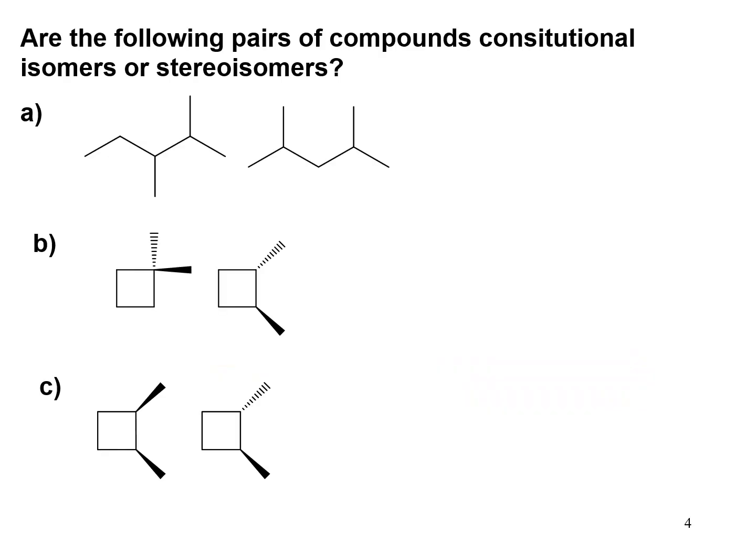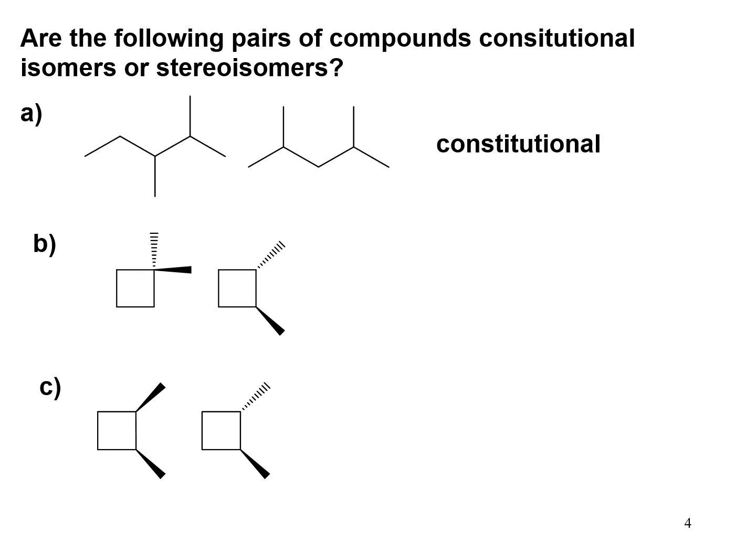Have a look at this example: are the following pairs of compounds constitutional isomers or stereoisomers? The question is to identify whether the given compounds A, B, and C are structural or constitutional isomers. In case of A, the compounds differ only in the position of the methyl group. If compounds differ only in the position of one methyl group and have the same molecular formula, they are known as constitutional isomers. So A is constitutional isomers.